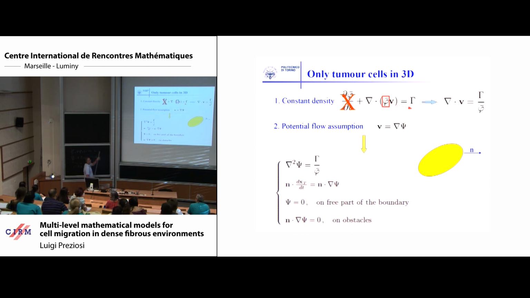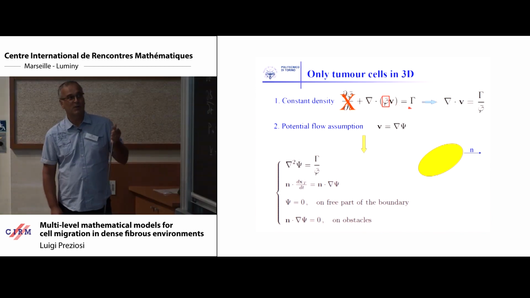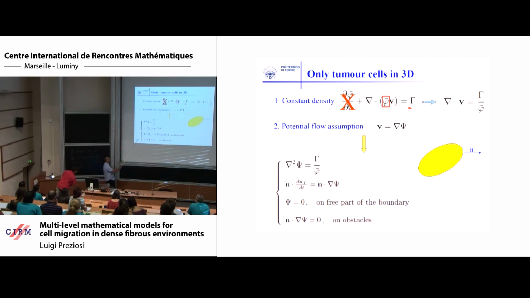Okay, and this gives you that. This is the equation for the interface. Because this tells you that the interface moves with the velocity, because the gradient of psi is the velocity field.